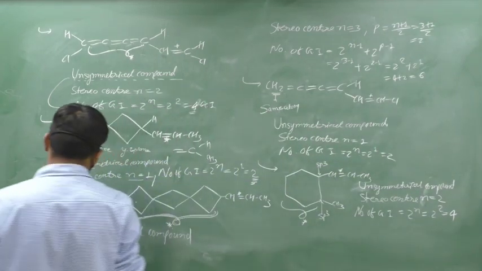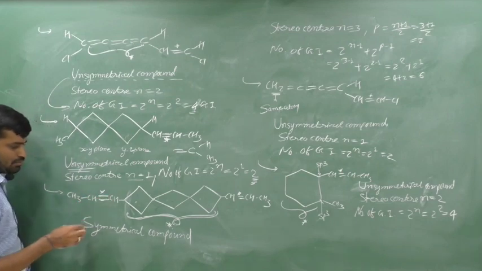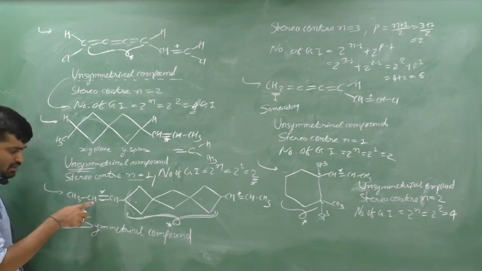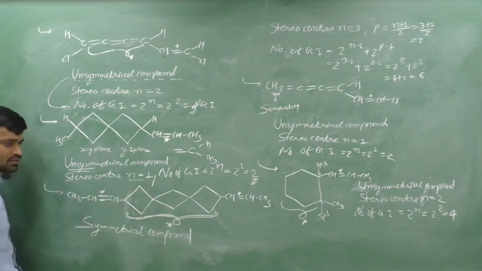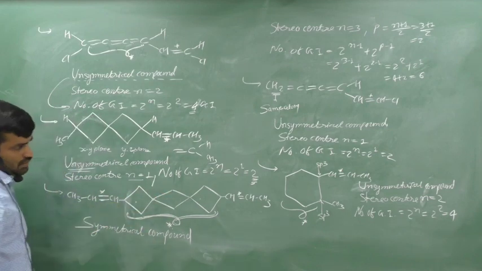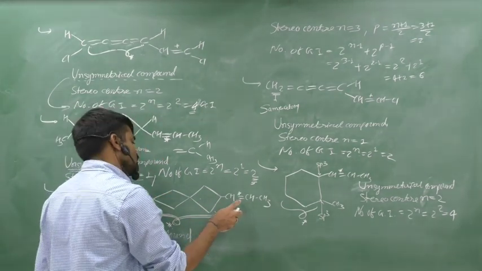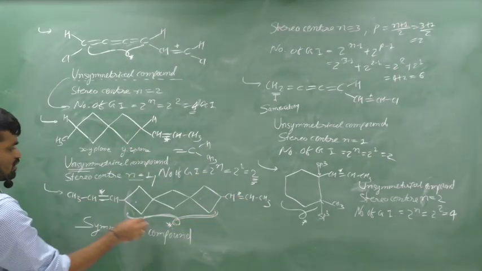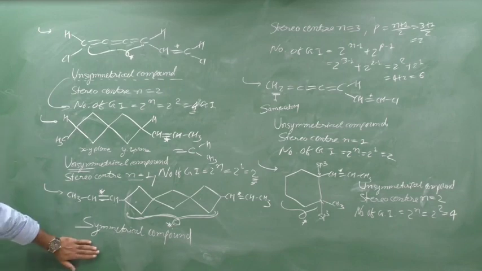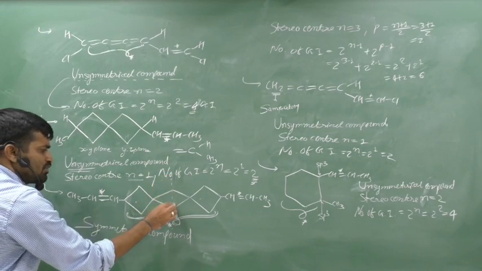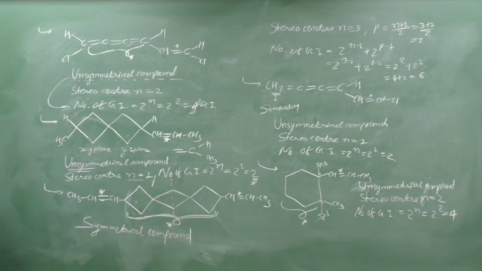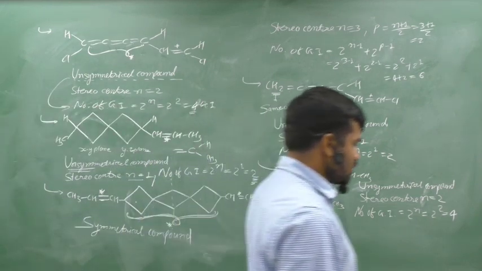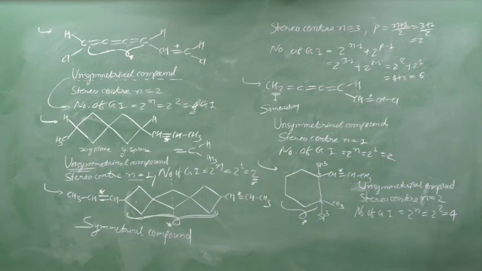Second stereo center is there because of the pi bond and 2 different valencies, H and CH3, here H and this, and H and H. Here H and this system, H and CH3, this is also a stereo center. We can have 3 stereo centers. The compound is symmetrical because if we cut from the middle, we can have 2 equal parts. Symmetrical and number of stereo centers is 3.